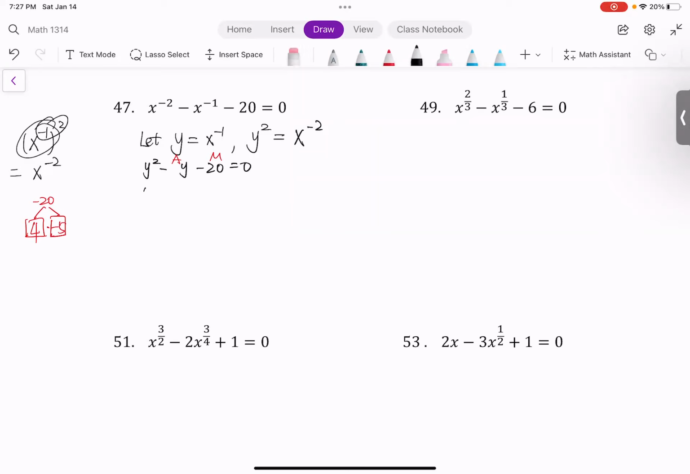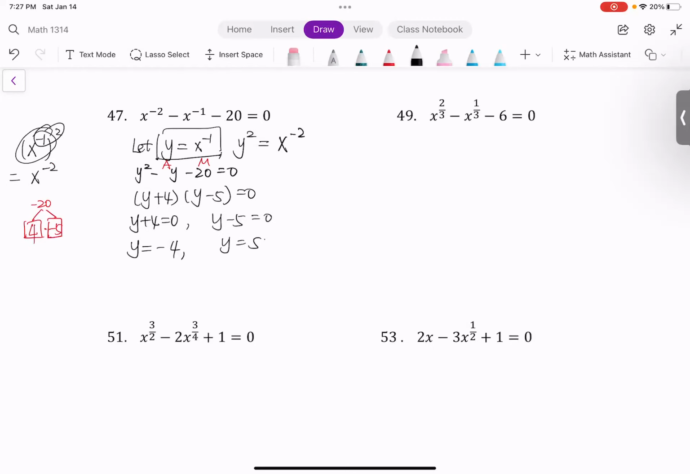Sorry. So we have y plus 4, y minus 5 equals 0. So y plus 4 is 0. Y minus 5 is 0. Then we subtract the 4 both sides. Y equals negative 4. We add 5 both sides. Y equals 5. We're not done because y equals x to the negative 1.